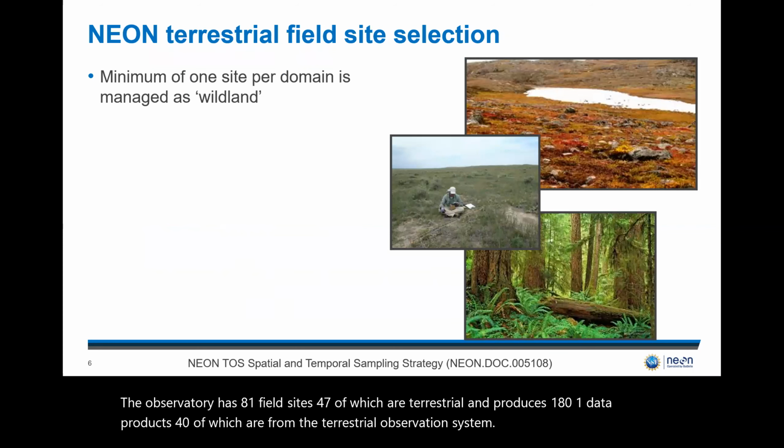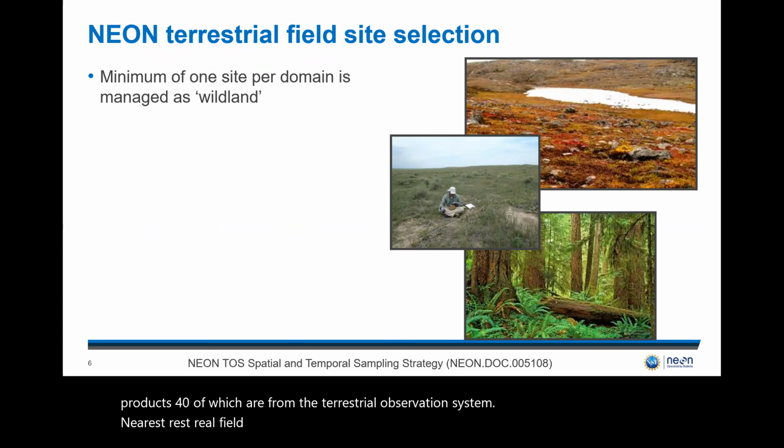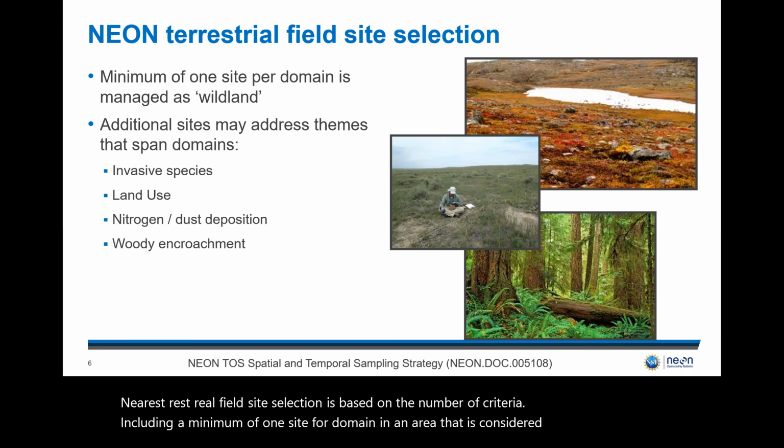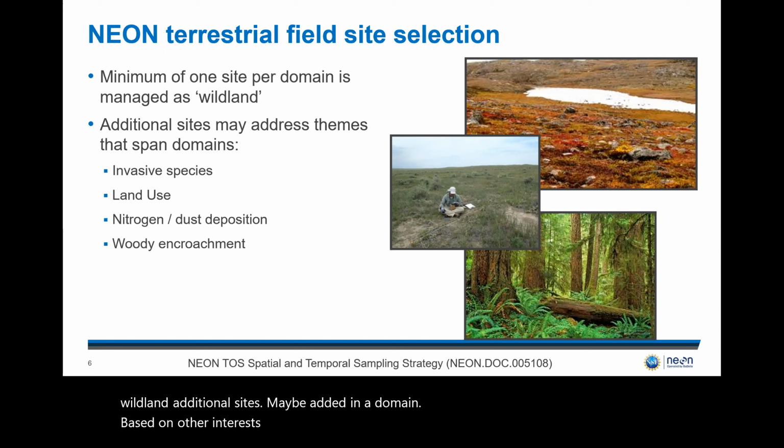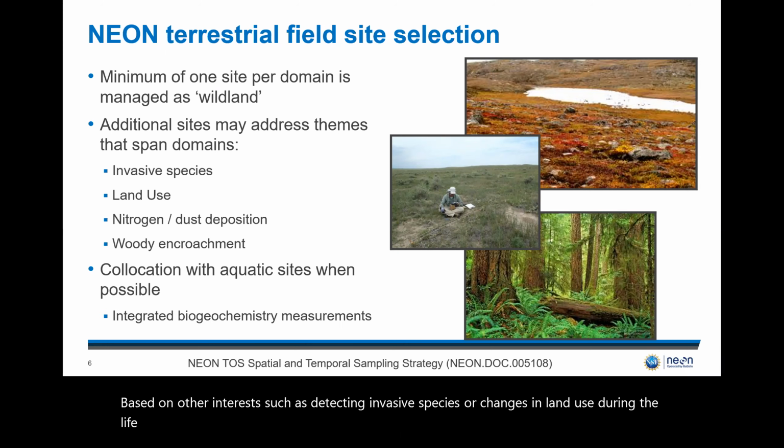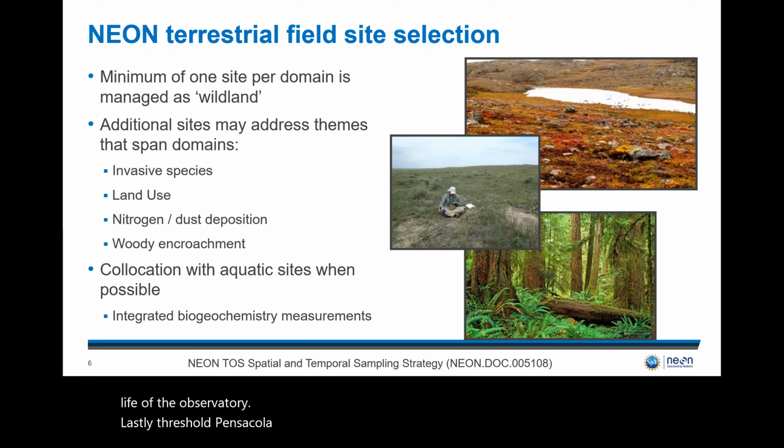NEON's terrestrial field site selection is based on a number of criteria, including a minimum of 1 site per domain in an area that is considered managed as wildland. Additional sites may be added in a domain based on other interests, such as detecting invasive species or changes in land use during the life of the observatory. Lastly, terrestrial sites are co-located with aquatic sites where possible.